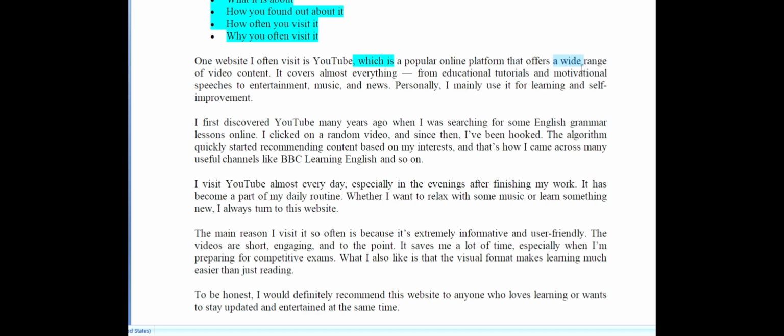Personally, I mainly use it for learning and self-improvement. What are your reasons to use it? So it is for learning and self-improvement. The first bullet point is nicely answered, what it is all about. Very nice. Now, the second part, which is how you found out about it. So going slowly and very clearly in detail.